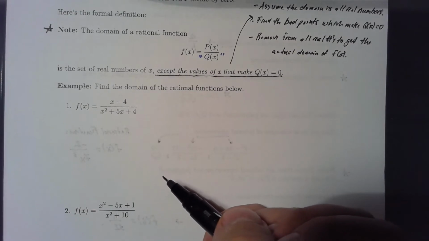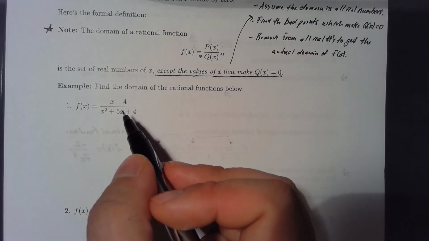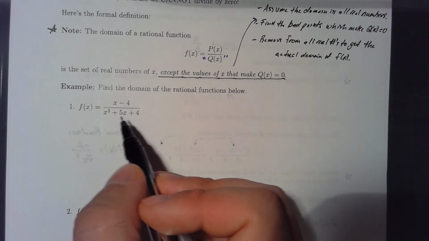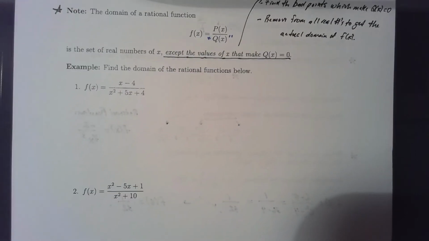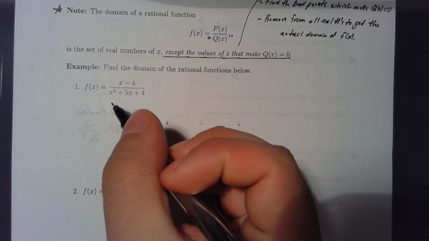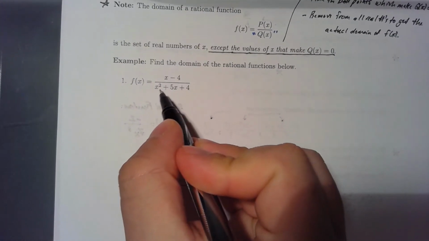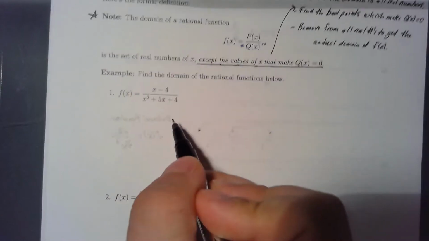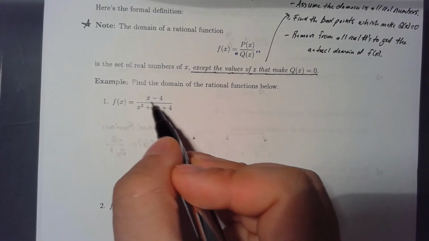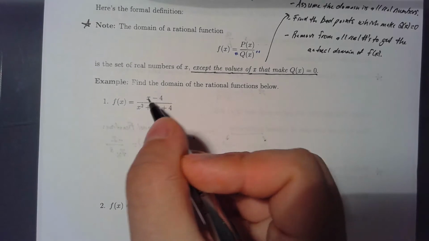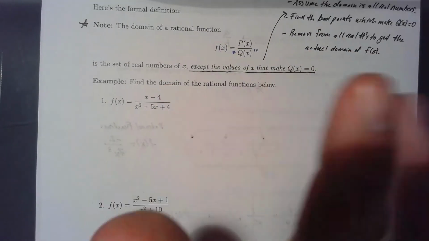Okay. Well, if I look at this function, I have x minus 4 over the quadratic x squared plus 5x plus 4. So if I assume the domain is all real numbers, I want to find the values of x that make the denominator 0. I don't care about the numerator. The numerator could be 0. That's fine, because if you have 0 in the numerator, then it's just going to be 0.